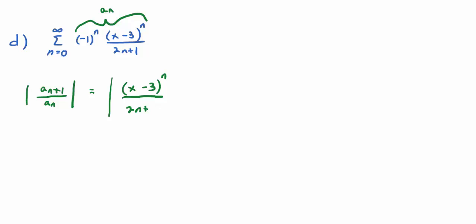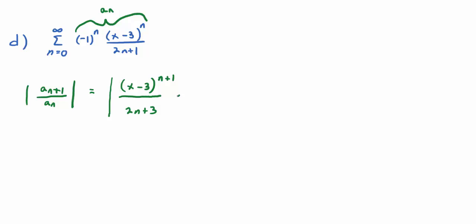Oops, sorry, I got a little bit of tunnel vision there. We're finding a sub n plus 1. So what does it become? Not (x minus 3)^n, but (x minus 3)^(n+1) over, all right, 2 times the quantity n plus 1 plus 1. If you multiply it out, what do you get? 2n plus 3. Is everybody okay with that? So what I just wrote down is a sub n plus 1. Does everybody agree with that?